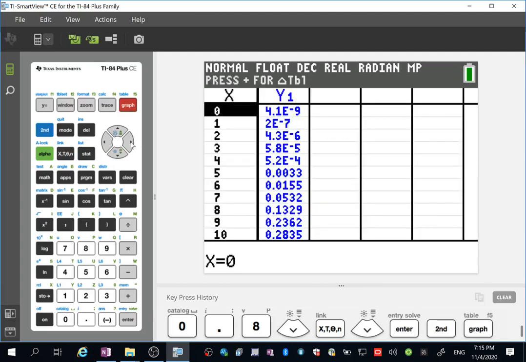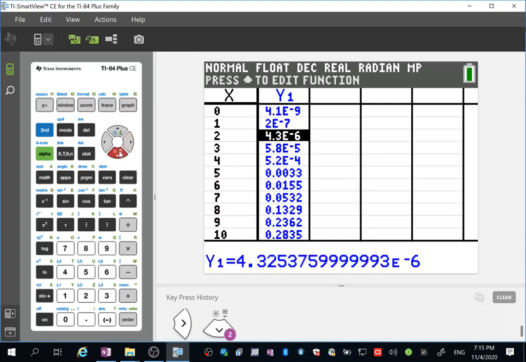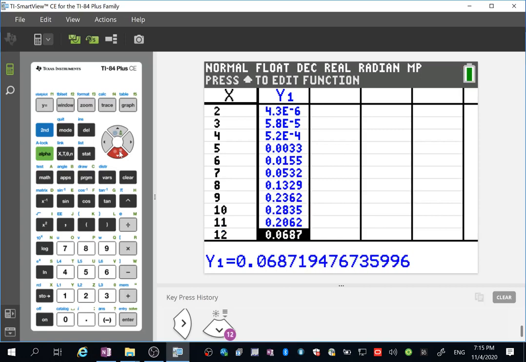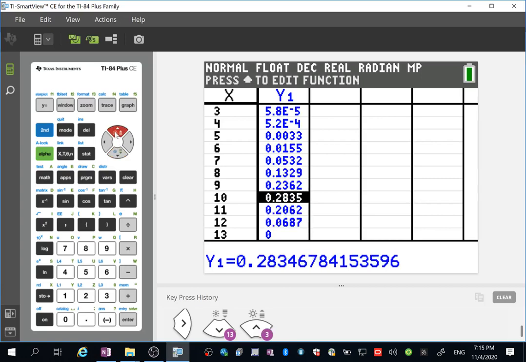So we're interested to see which is the value of x that will cause y1 to be the greatest value. Okay, so you notice the value of y1 keeps on increasing until this point where the value of y1 is the greatest, which is 0.2835, corresponding to x equals 10. So therefore, this value of x, which is 10, would be the mode, or the most likely number of inhabitants to have the eye disorder.